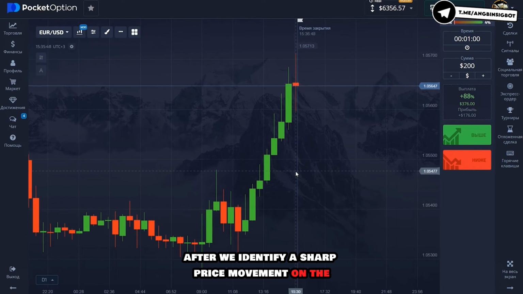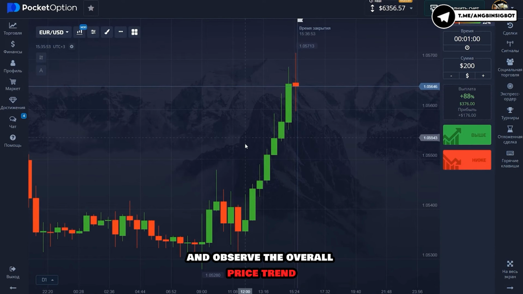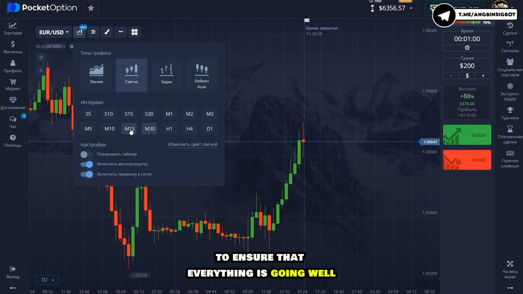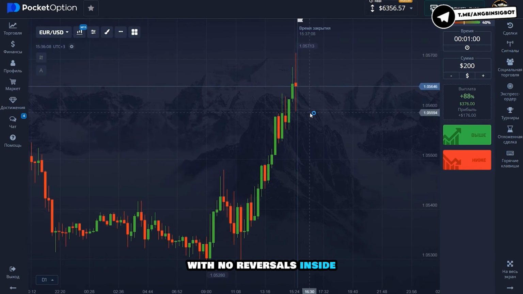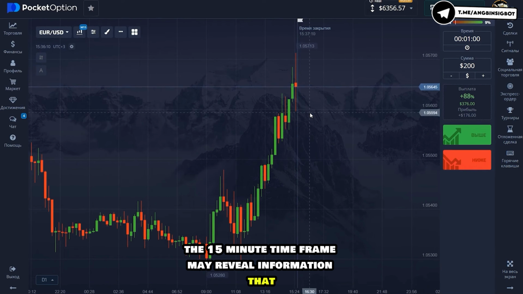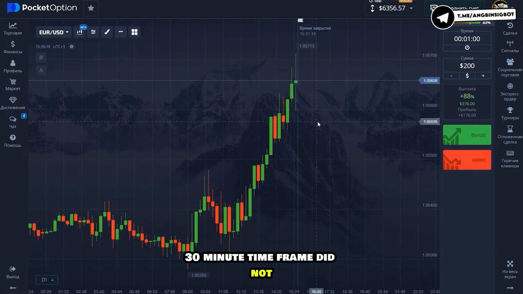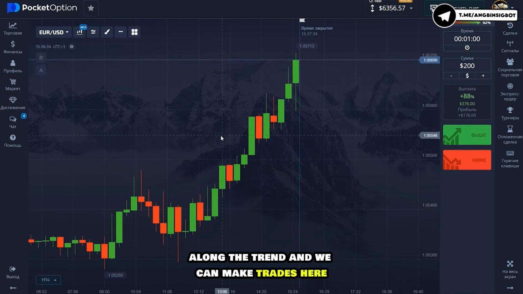After we identify a sharp price movement on the 30-minute time frame and observe the overall price trend, we can switch to the 15-minute time frame to ensure that everything is going well with no reversals in sight. And the 15-minute time frame may reveal information that the 30-minute time frame did not. We see that the price is steadily going up along the trend, and we can make trades here.